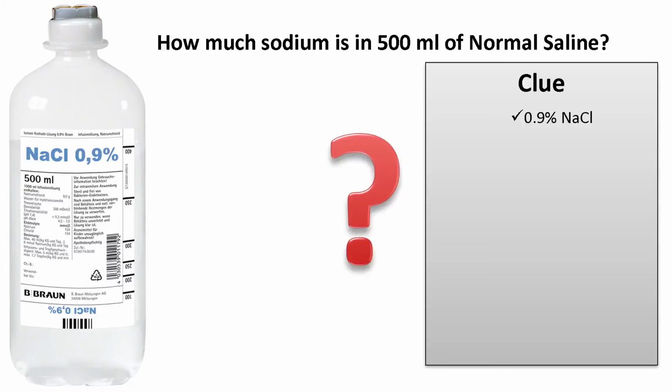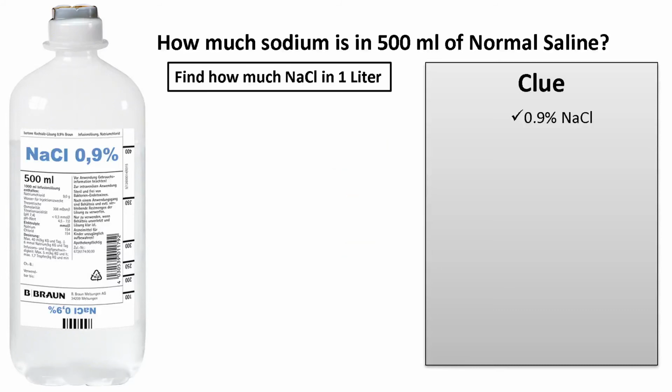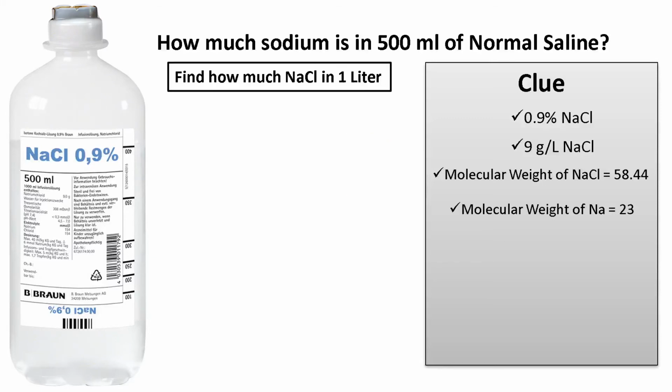0.9% sodium chloride, and we have to find how much sodium chloride is in 1 liter of normal saline. So there is 9 grams of sodium chloride per liter. The molecular weight of sodium chloride is 58.44. The molecular weight of sodium is 23.